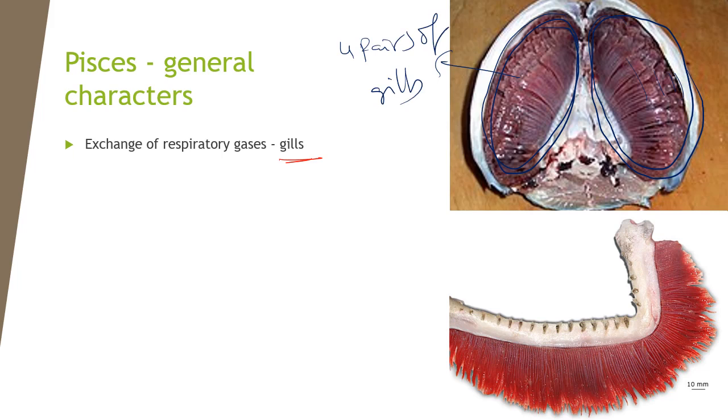This is the gill. It is responsible for exchange of gases. The gills are responsible for exchange of gases. Exchange of gases means this is called purification of blood.